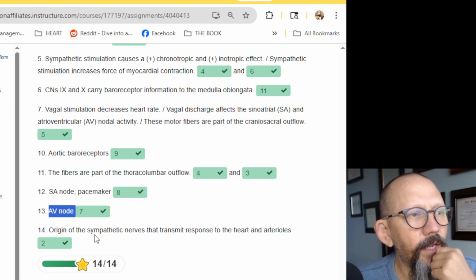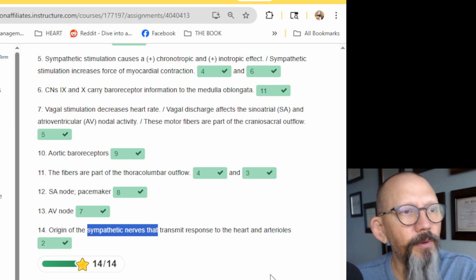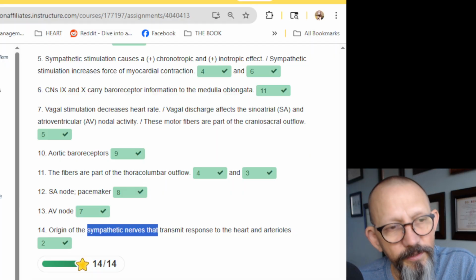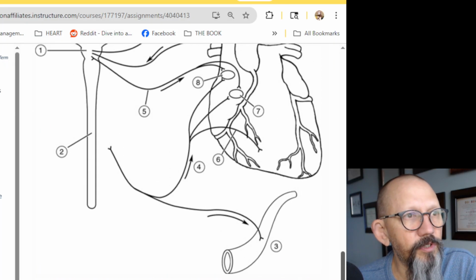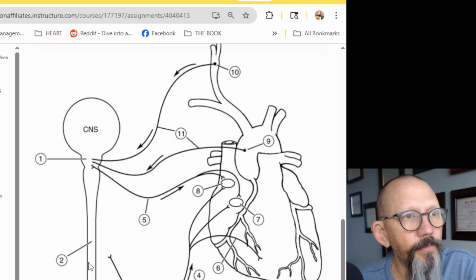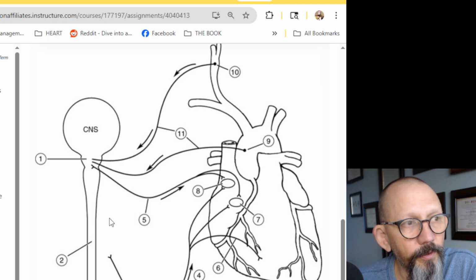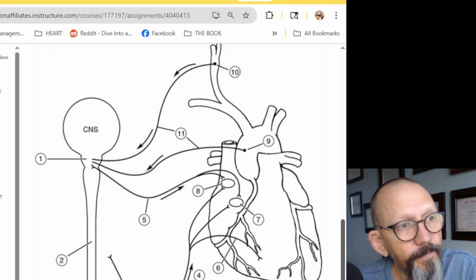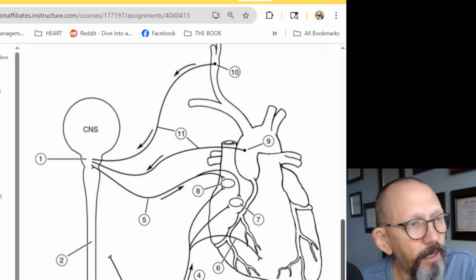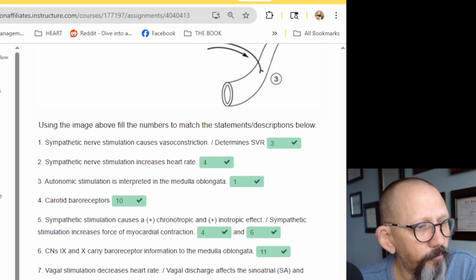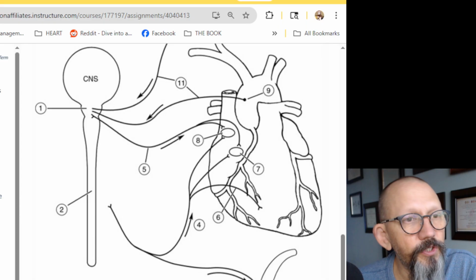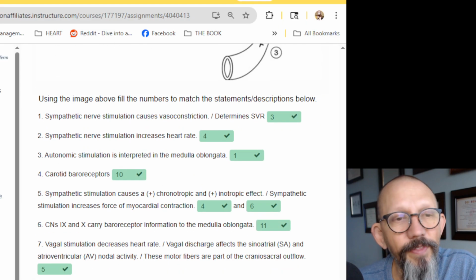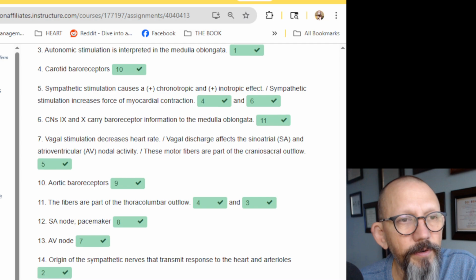Origin of the sympathetic nerves that transmit responses to the heart and arterioles. Arterioles and heart, it'll tell you from there, and it's sympathetic. So sympathetic, we know, comes from up here, right? Or sympathetic comes from this section here, the thoracolumbar. Coming down here this way, it should be, where's our number? Where's number 2? So, God, the origin, here we go. That's the key. Show you down here.